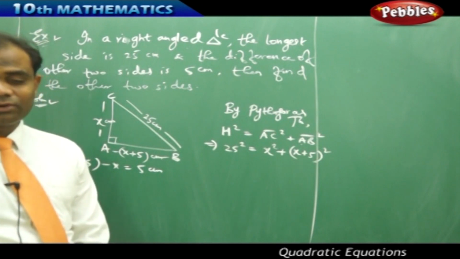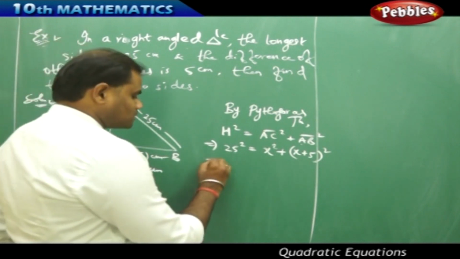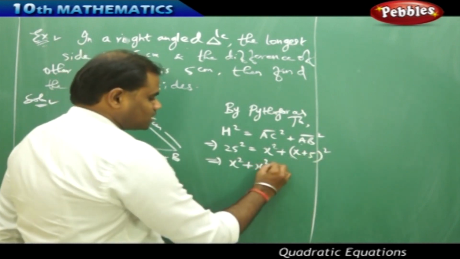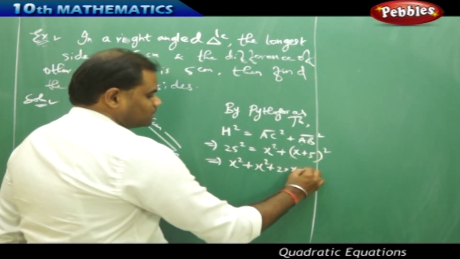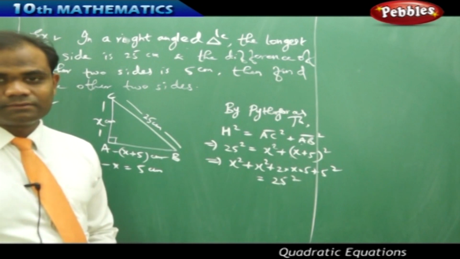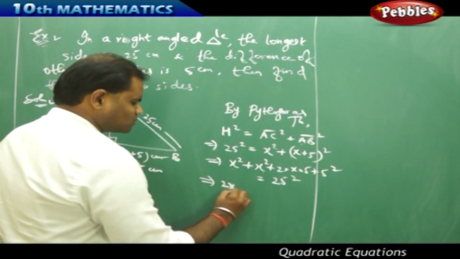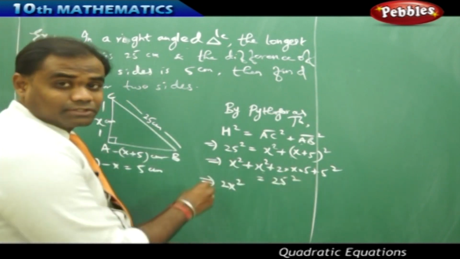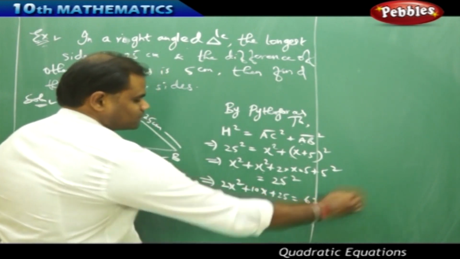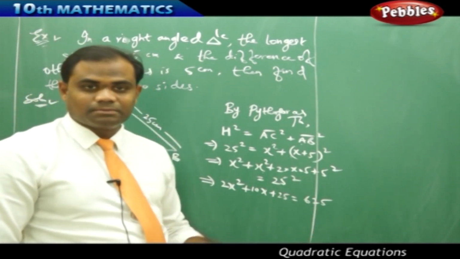So let's see how a quadratic equation is generated from this Pythagoras condition. If I simplify the right hand side, this is (a plus b) whole square, which is a square plus 2ab plus b square, that equals 25 square. Further simplifying this, I get x square plus x square, which is 2x square, then 2 times 5, which is 10x, plus 25 equals 625, because 25 times 25 is 625.